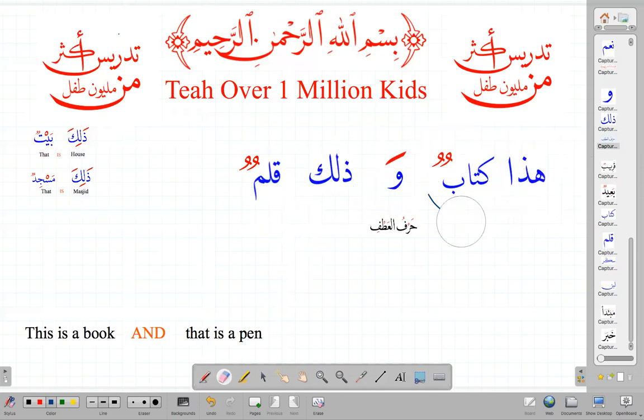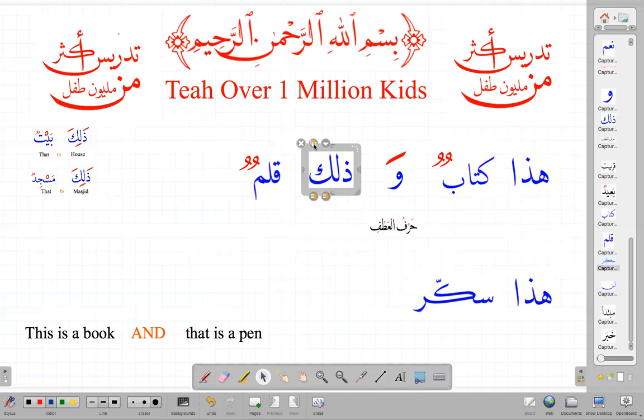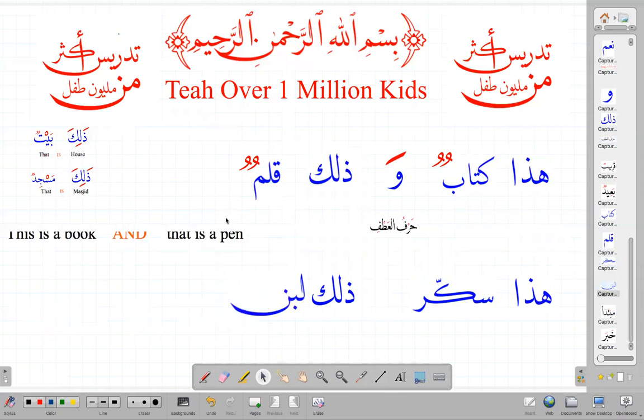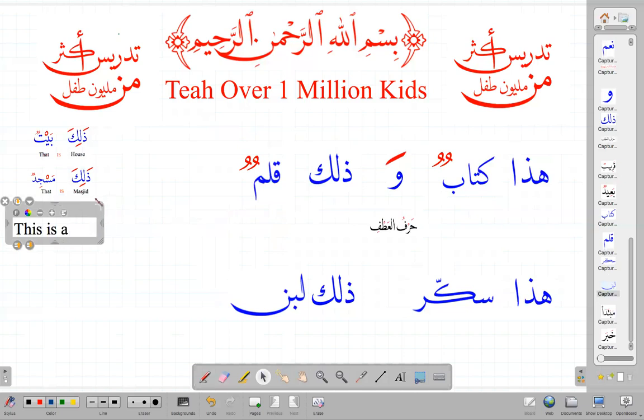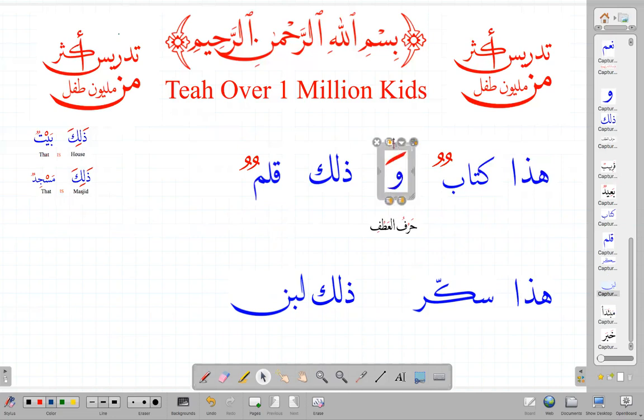So we do the same sentence. هذا سكر. That's a new word that we are going to learn in this second lesson. هذا وذلك لبن. وذلك لبن. هذا سكر وذلك لبن. سكر, how to write سكر?